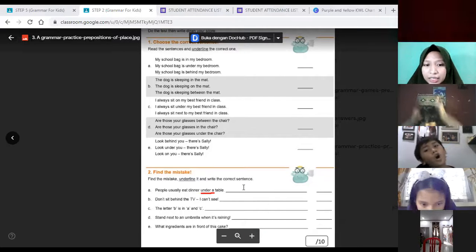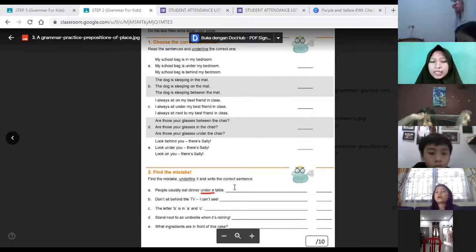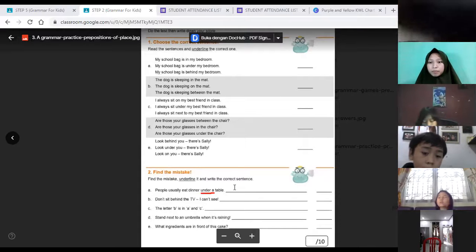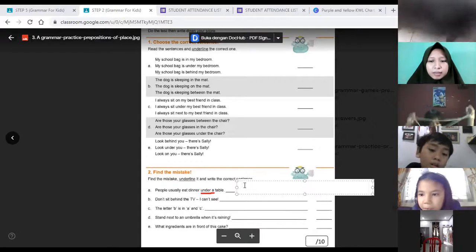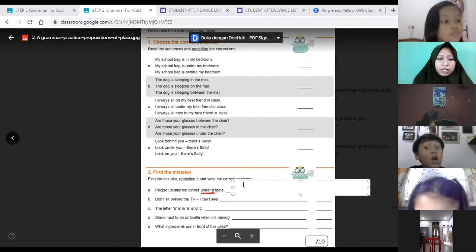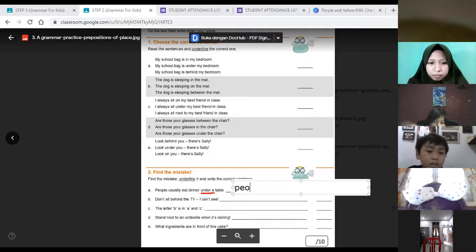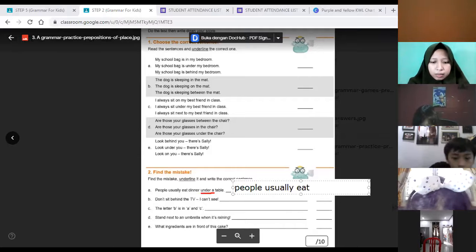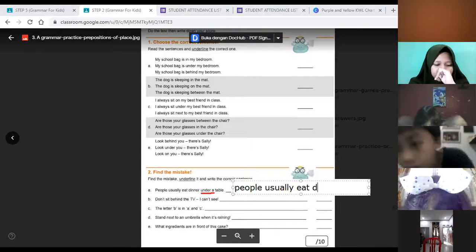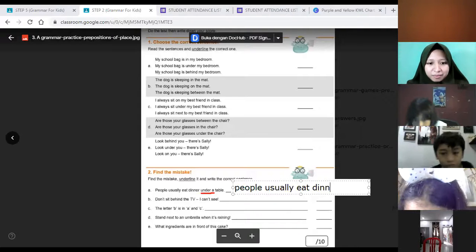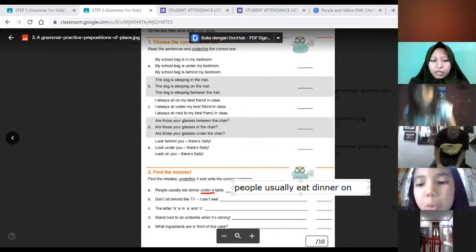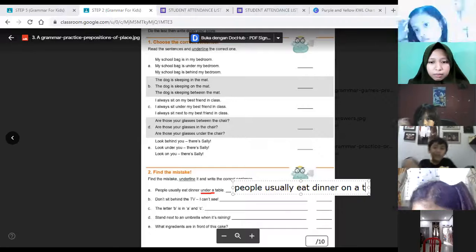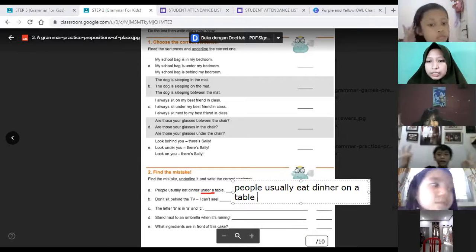People usually eat dinner on the table. Okay, great job, Bian. On the table. People usually eat dinner under the table. Okay, how could it be if you eat under the table, everyone? That is on a table. Okay.